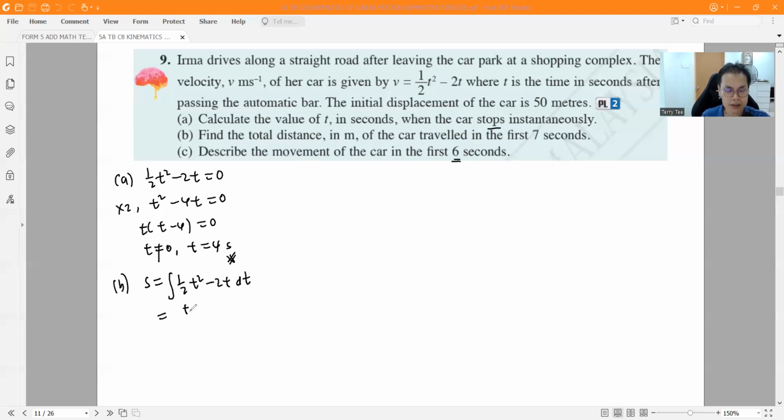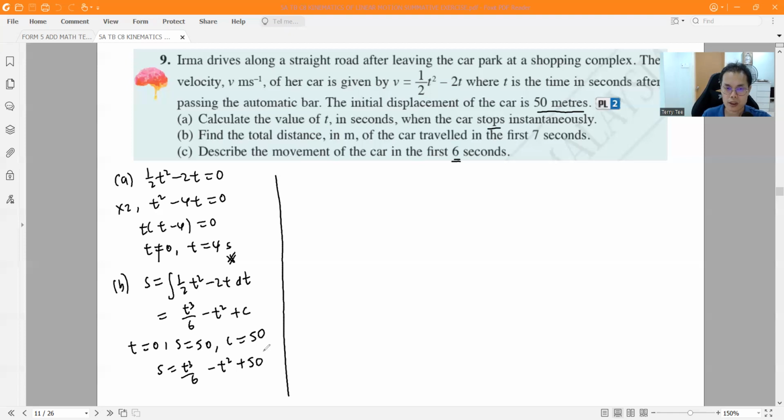So when I integrate this, I get t cubed over 6 minus t squared plus c. Now, when you start the clock, t is 0, but the car has an initial displacement of 50. So s is 50, or c is 50. My displacement is t cubed over 6 minus t squared plus 50. Okay, not done yet. Now we know the particle stopped instantaneously at 4.